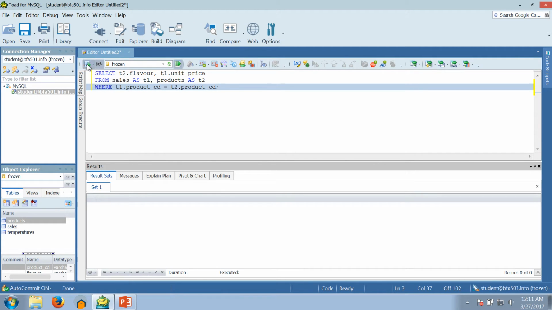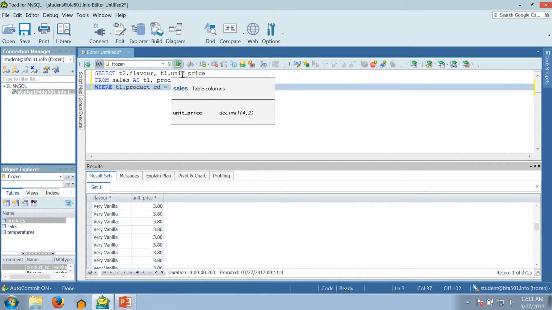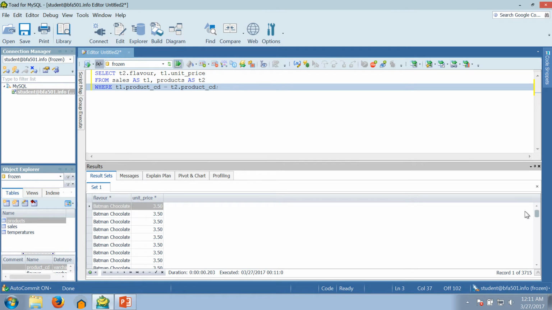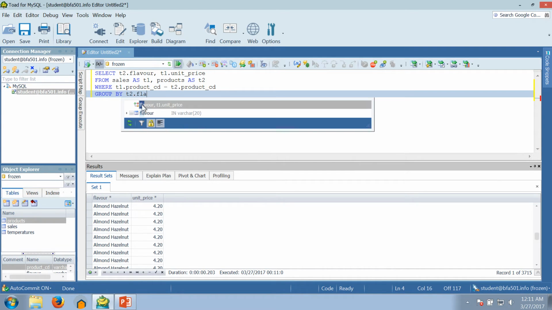I'm not going to use the group by clause yet. I just want to show you the result first. This is the result, and as we can see, this query shows the flavor and the unit price from all the transactions that have been recorded. There is a lot of data here, and the goal is to group this data based on the flavor. So in this case, we are going to group by flavor, which is T2.flavor.